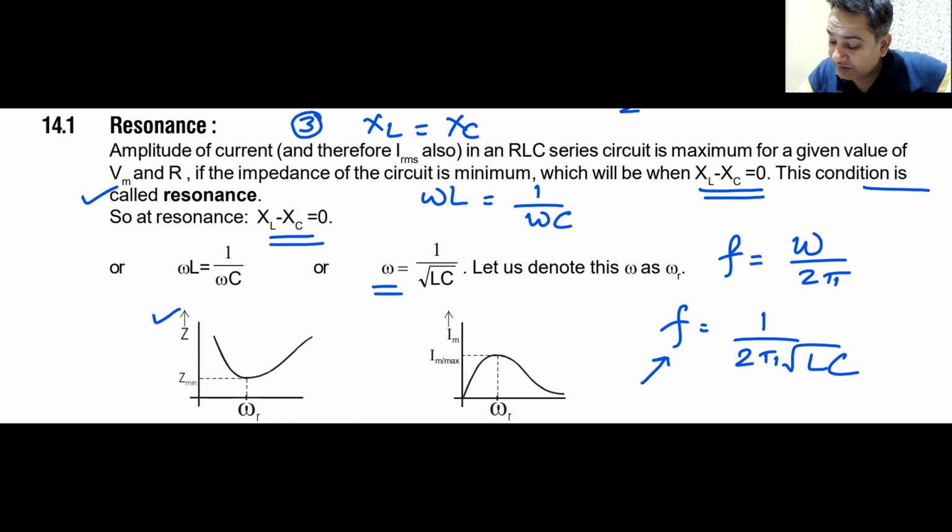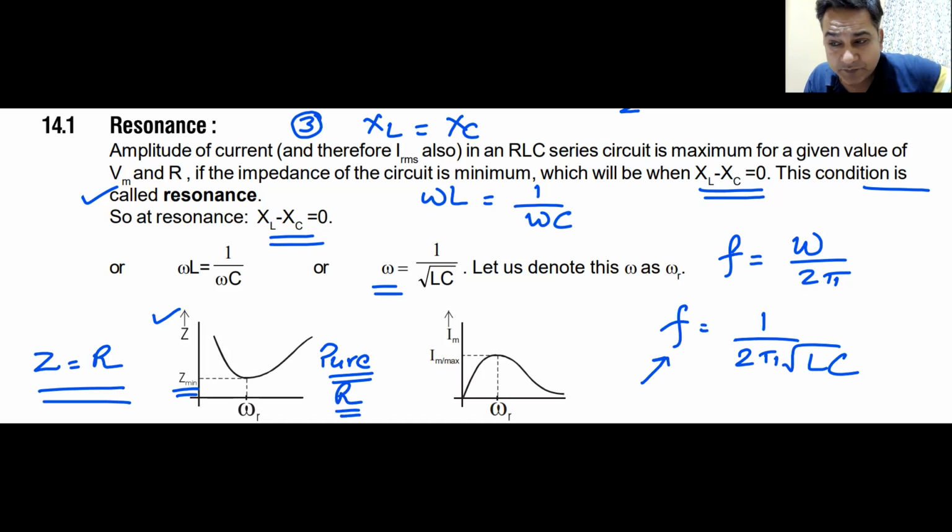What happens with Z? Z is the impedance. Impedance Z is root over R square plus XL minus XC square. XL and XC are equal, so impedance becomes R. It is equal to R. So this behaves as a pure resistive circuit. The more information you have, the better it will be for you.